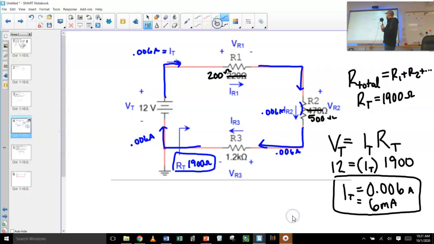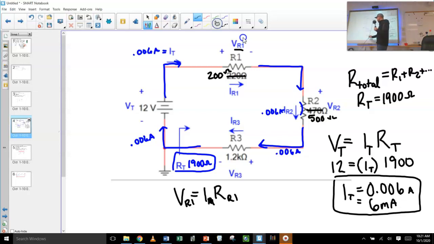So, the last thing I'm going to do is find these voltages. Now, I'm going to use Ohm's law again. V equals IR. So if I want to find the voltage of resistor 1, that's what I'm looking for right now. I use the current through resistor 1 and the resistance of resistor 1.